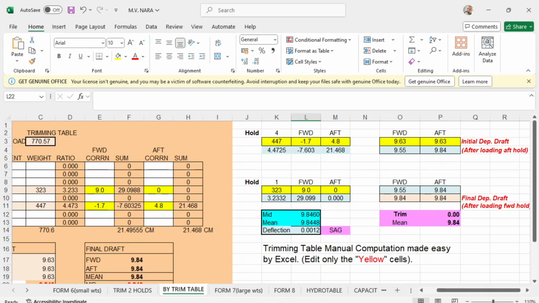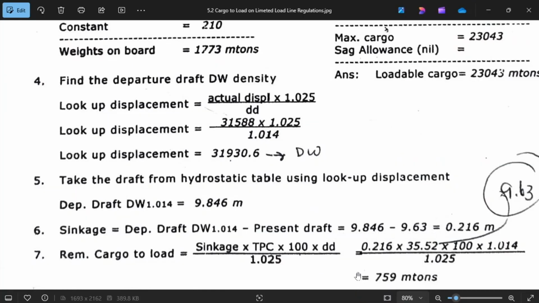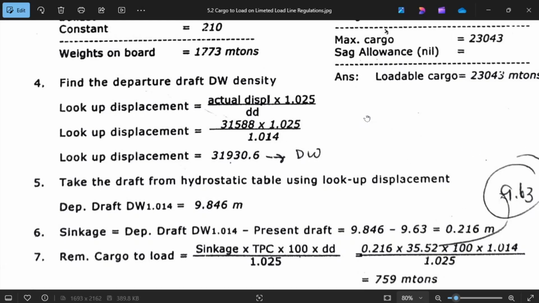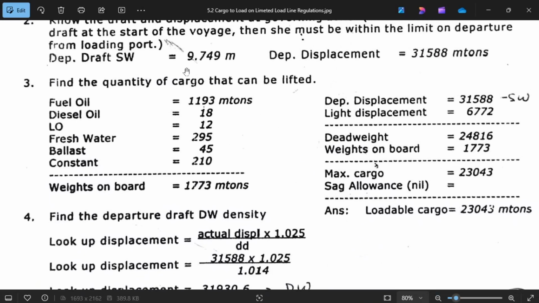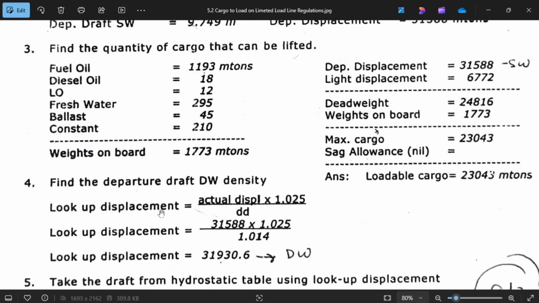Now let's go back to the problem. How did I get this 9.84? Okay, so let's go to the final draft or departure draft in salt water, which is 9.749 or 31588. Okay, I made another solution instead of using this one, guys, but it's the same.